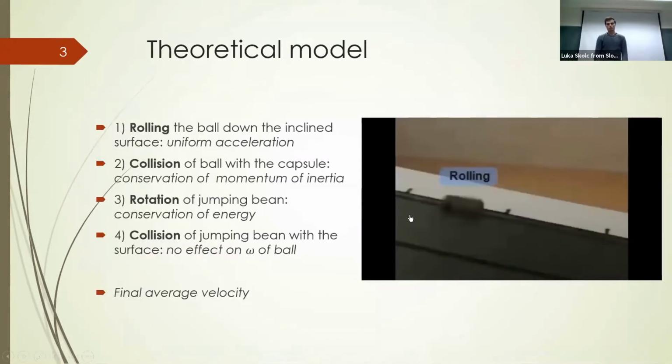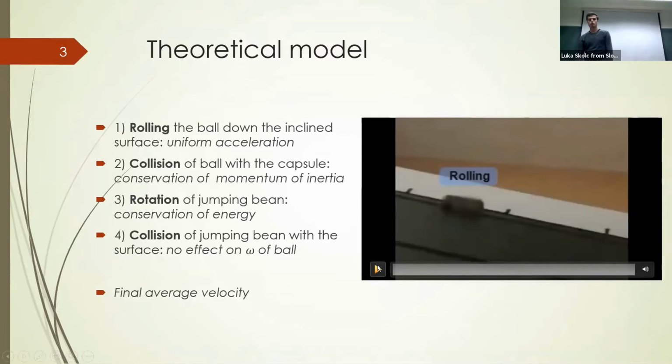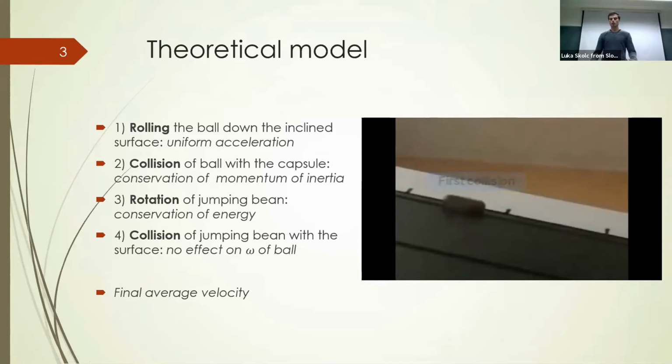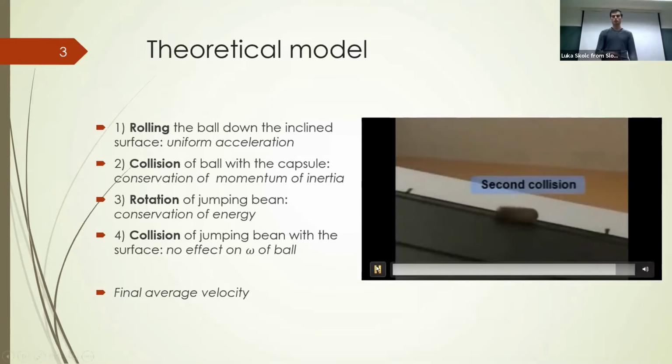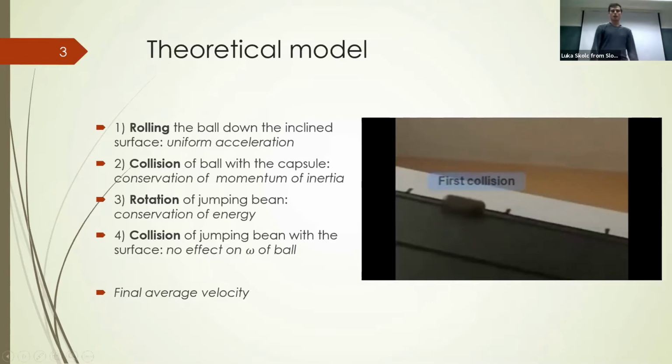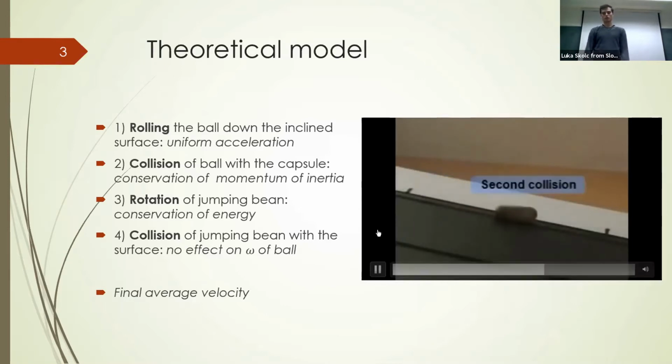So after qualitatively observing the motion, we proposed a theoretical explanation for this phenomenon. We divided the motion into four separate parts, and for each part we are able to describe it using only first principles. So the first part is the ball uniformly accelerating from the top to the bottom of the capsule. The second part is the collision of the ball with the capsule, and by taking conservation of momentum and moment of inertia into account, we are able to calculate the angular velocity of the jumping bean after collision.